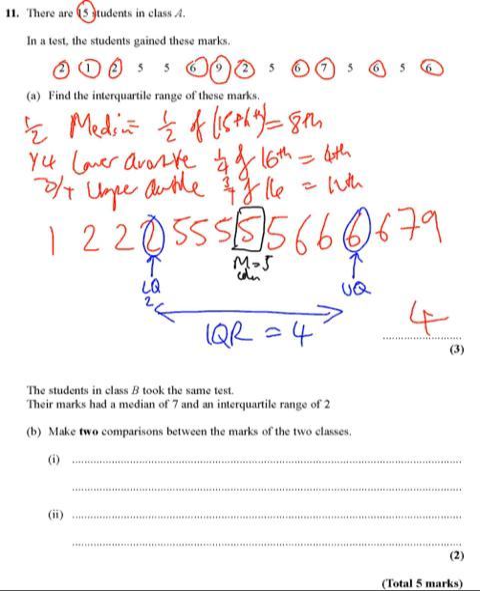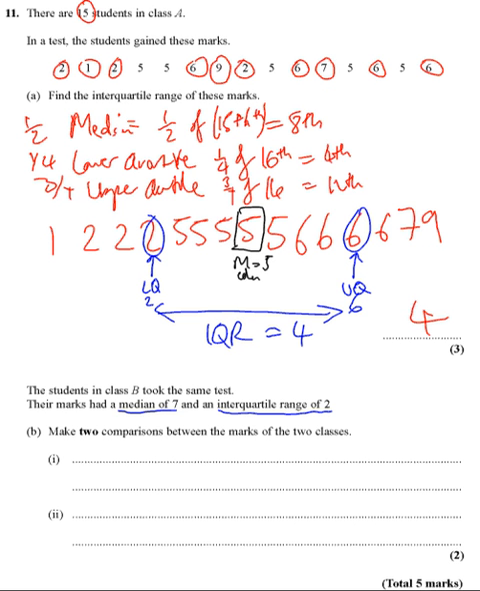And so it says the second class took the same test and had a median of 7 and an interquartile range of 2. So we need to look at the differences between the medians and the differences between the interquartile ranges and interpret them. Now, median is a measure of average. It's a measure of a typical value. It's like the mean or the mode.